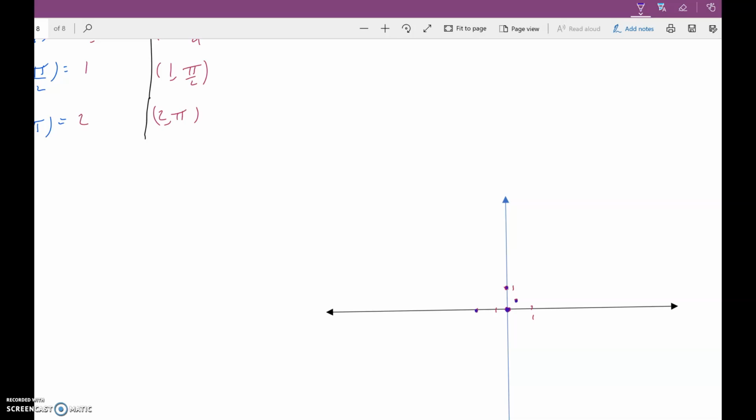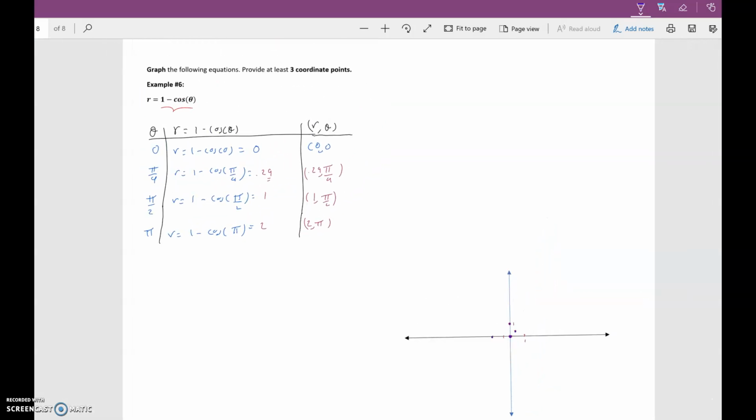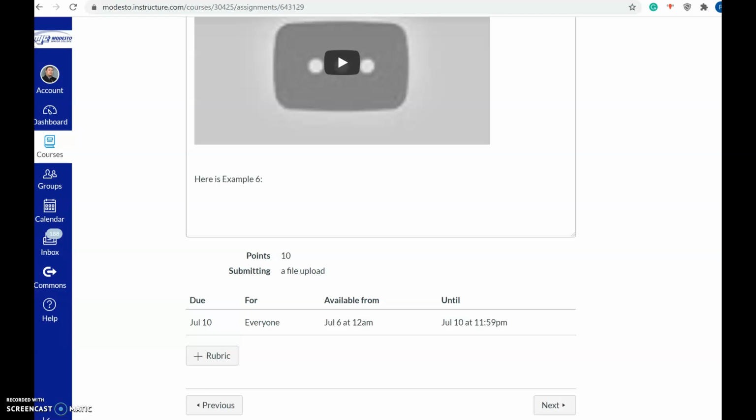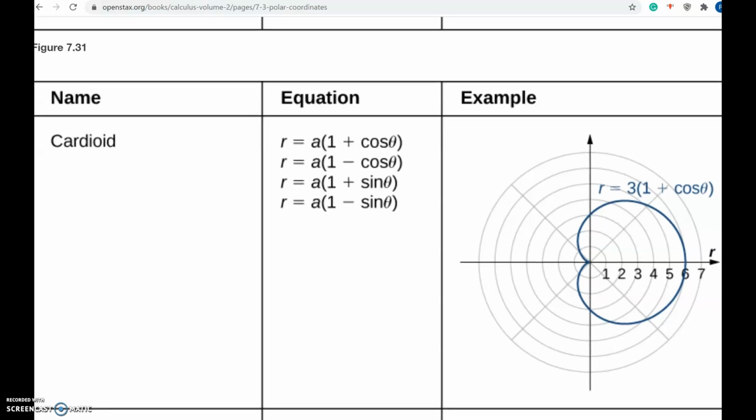Now, if you remember what these look like, you can just complete the sketch. Let me go to the actual formulas, and basically this is what you're looking at. So this is an actual cardioid. I can't even pronounce it correctly, but that's the basic shape that you're going to obtain.